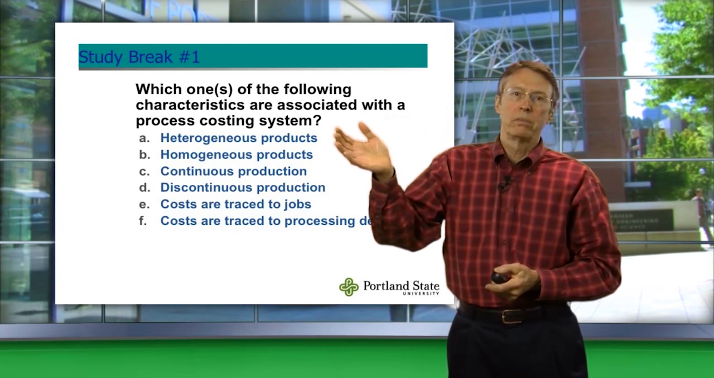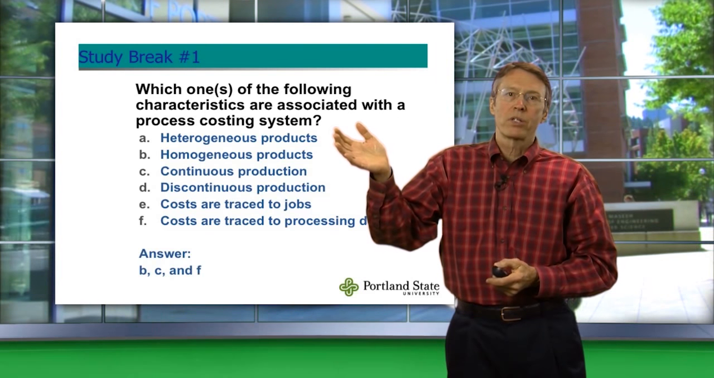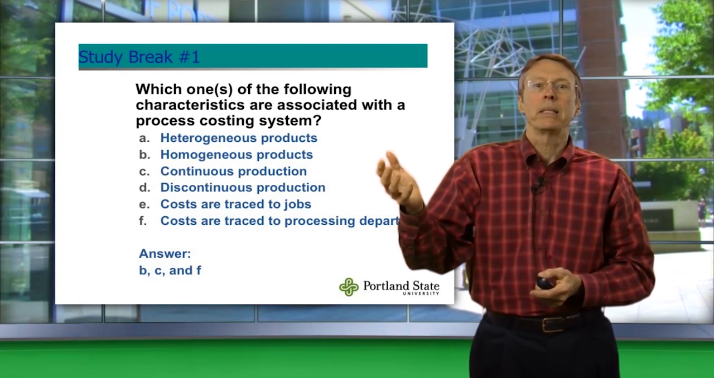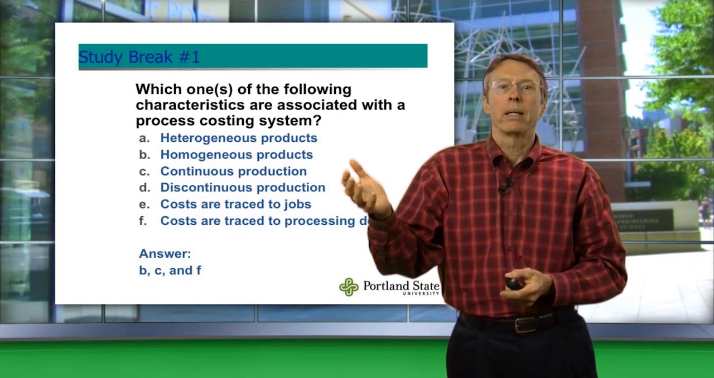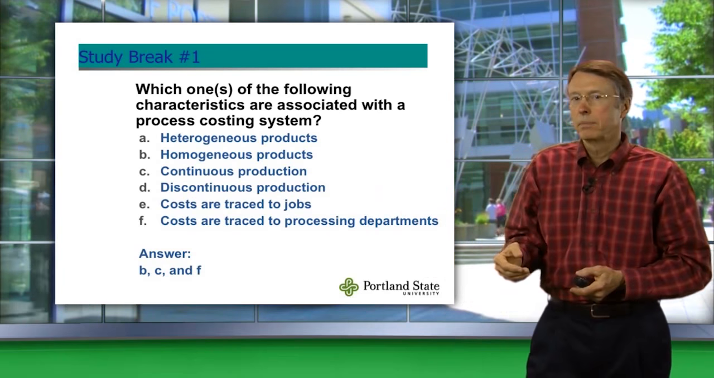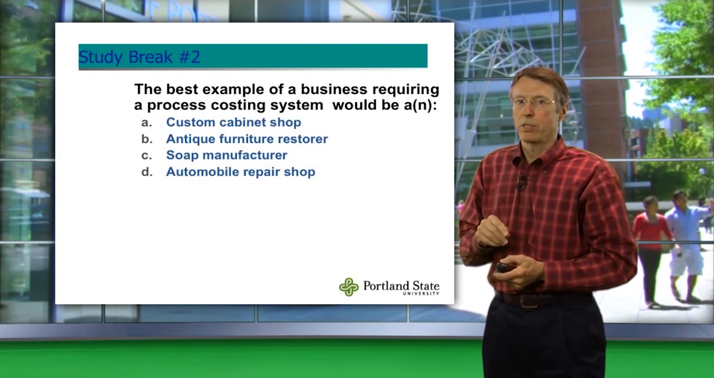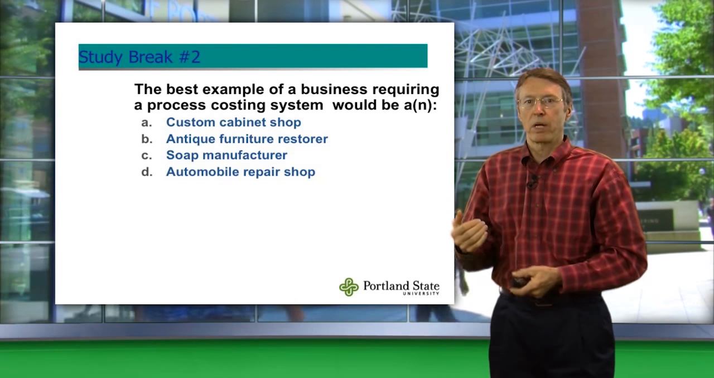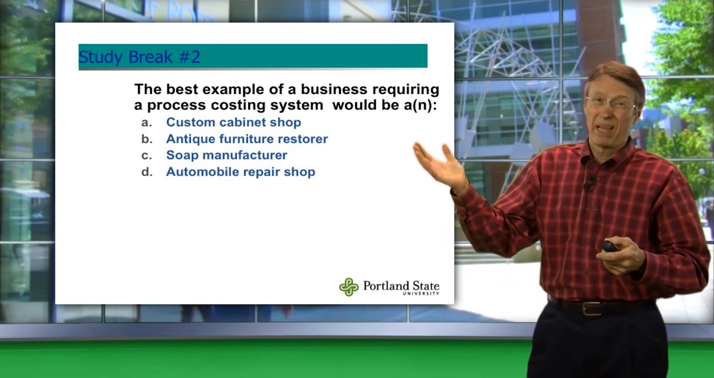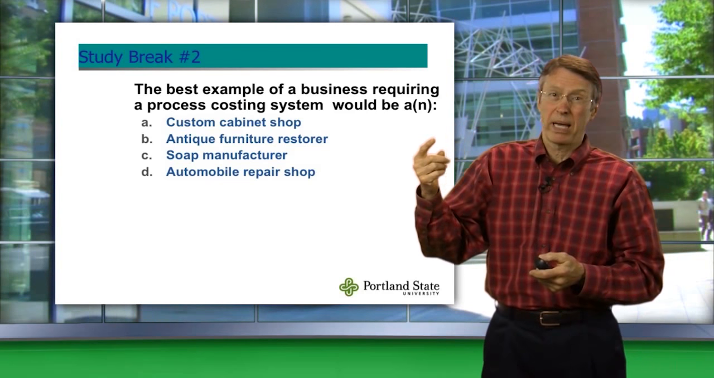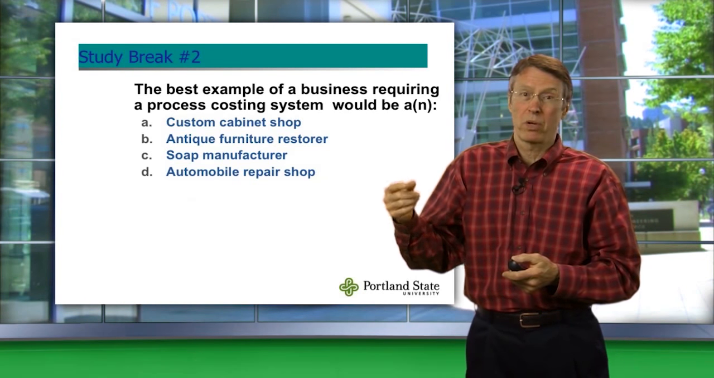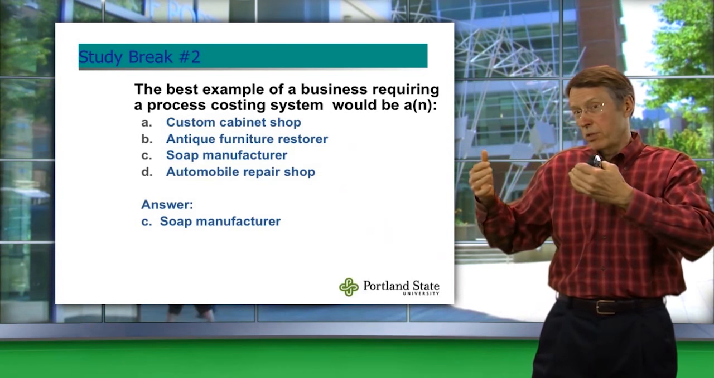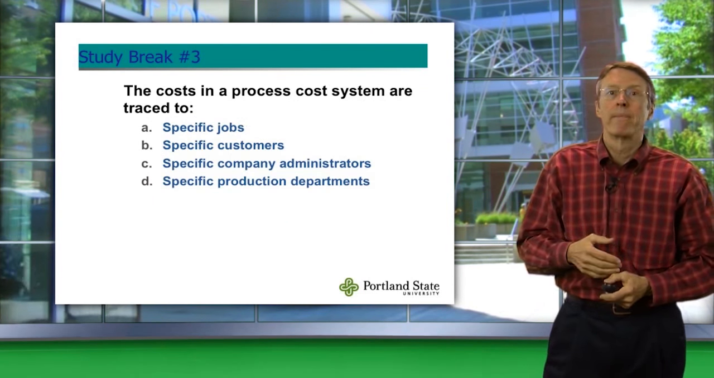Very simple question. A process costing system, the answer is B, C, and F. Very different than a job costing system. The best example of a business requiring a process costing system would be, well, I've never been in one of these, but it's probably not a cabinet shop, a furniture restorer, or automobile shop. Imagine soap as some kind of continuous manufacturing process.